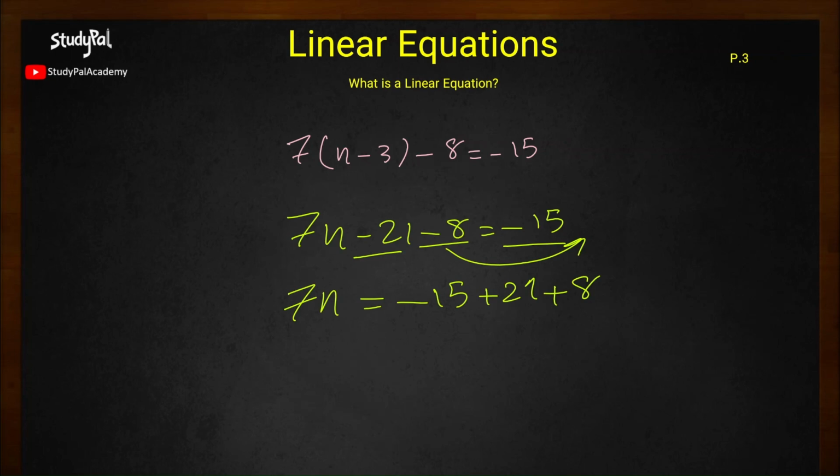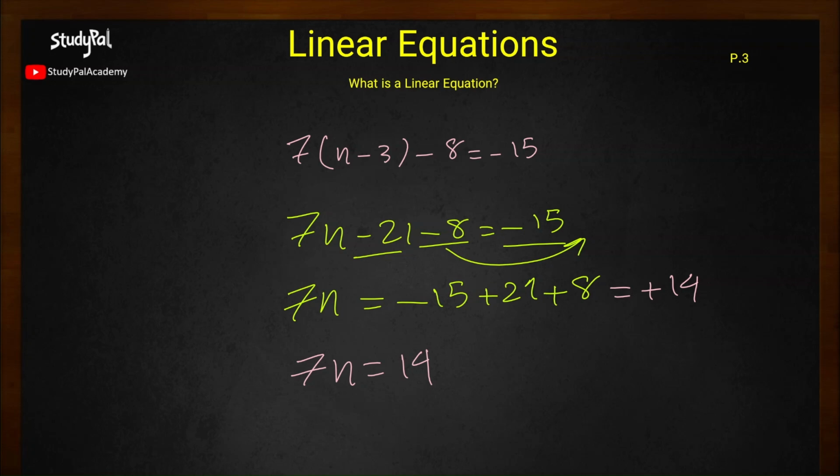The next thing we need to do is to add these numbers. These numbers here. If you add them, you end up with positive 14. Okay, so we have 7n equals positive, or we can avoid the positive sign and just write 14. So now, as I said, we need to isolate the variable, isolate the unknown of our equation.